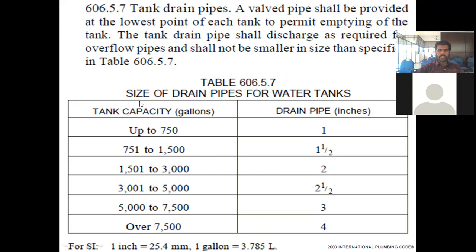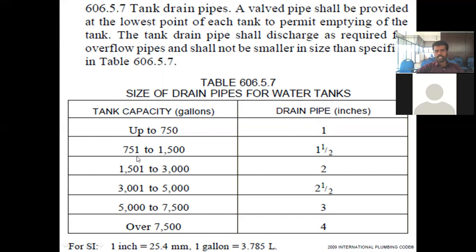So, size of the drain pipes for water tanks. 1 inch is equal to 25.4 mm, and 1 gallon is equal to 3.78 liters. The table is given in gallons only. So if the tank capacity is up to 750 gallons, not liters, 750 gallons, the drain pipe size should be 1 inch.